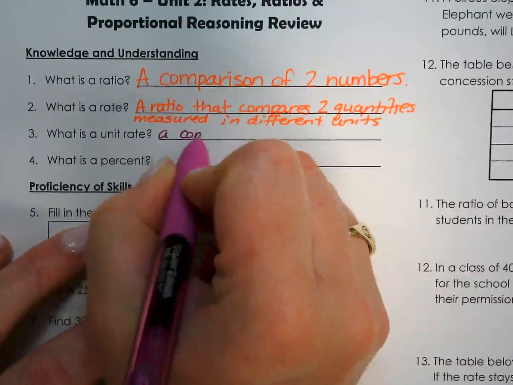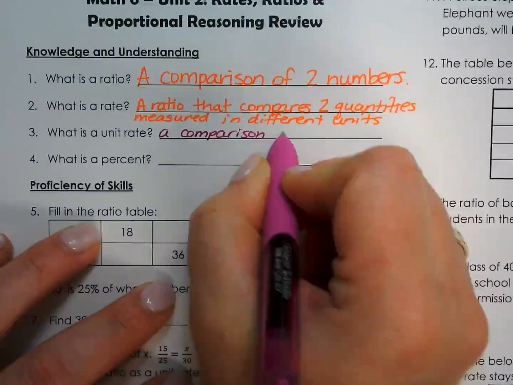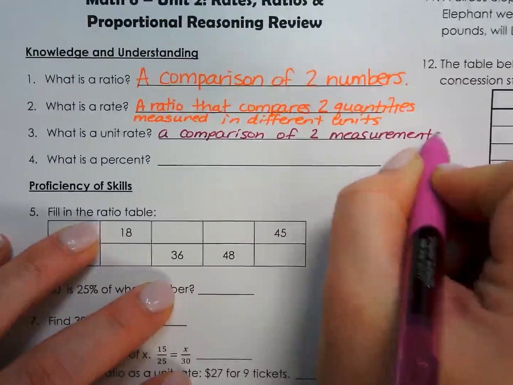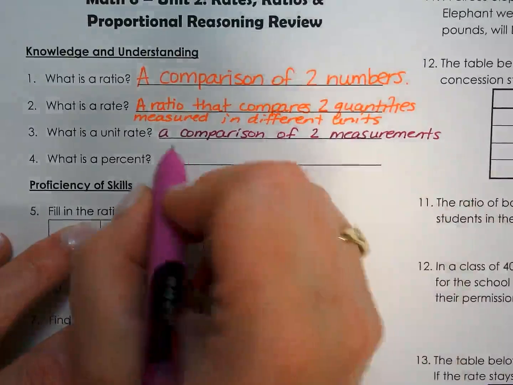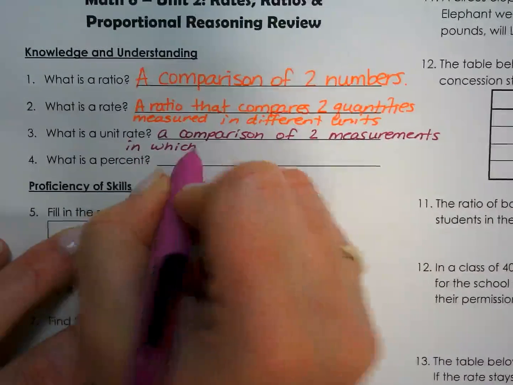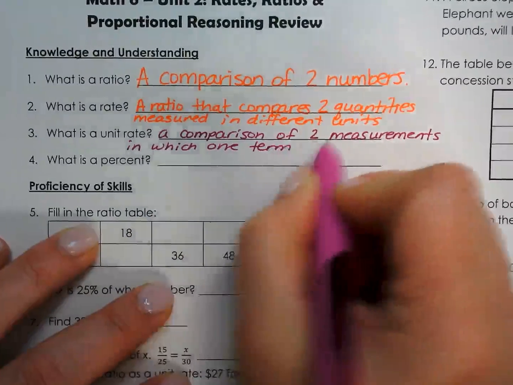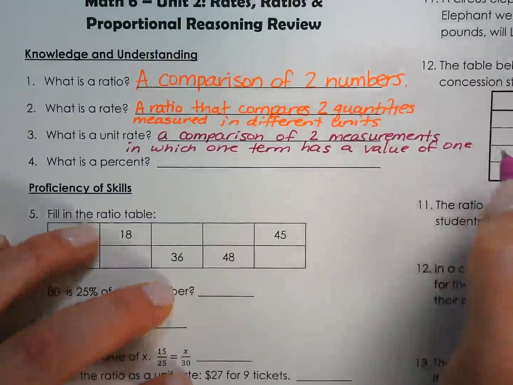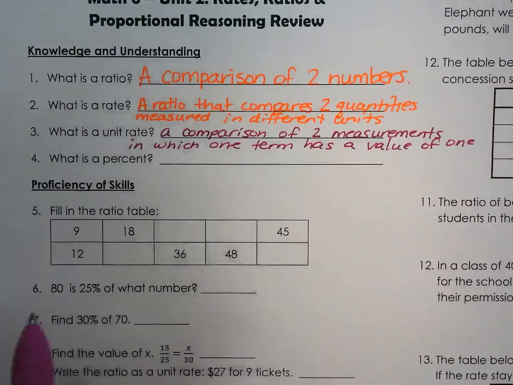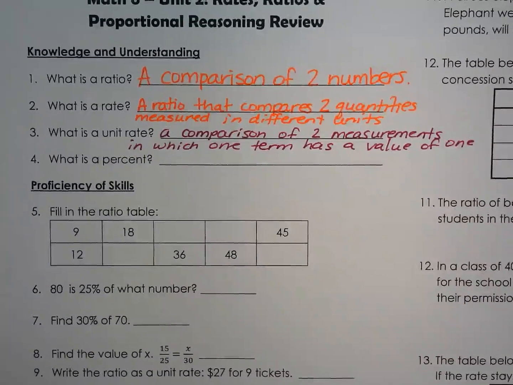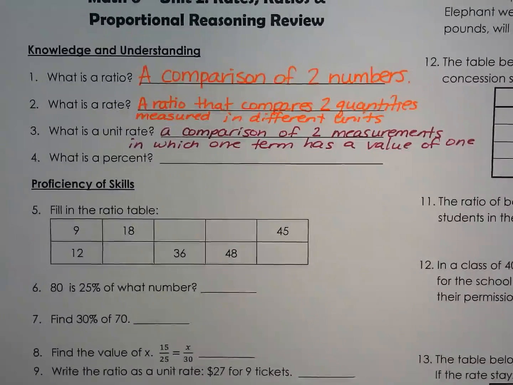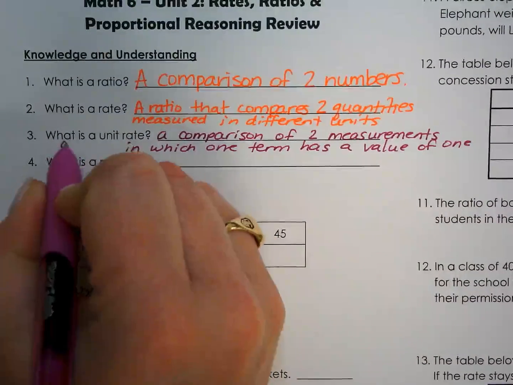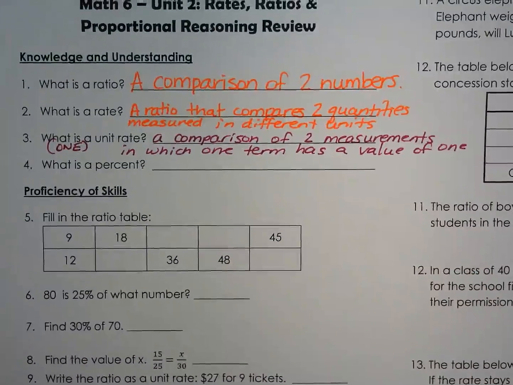It's a comparison of two numbers or two measurements in which one of the terms has a value of 1. What that means is, for example, miles per hour, so how many miles in 1 hour, or beats per minute, how many times your heart beats in 1 minute. Everything when it deals with a unit rate deals with 1. The word 1 should be clear on your mind when you're dealing with a unit rate.